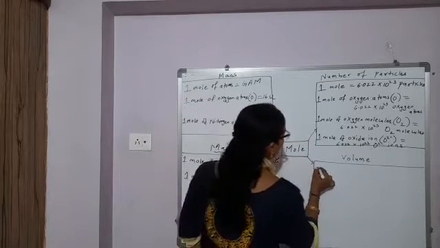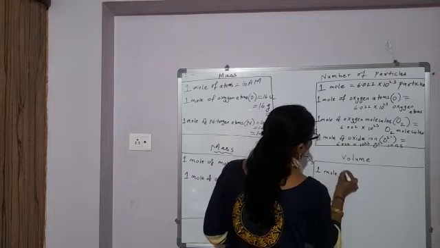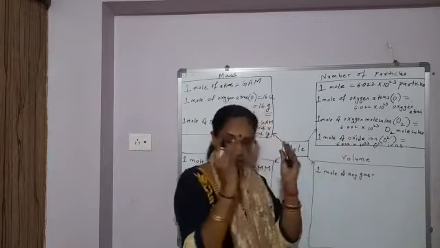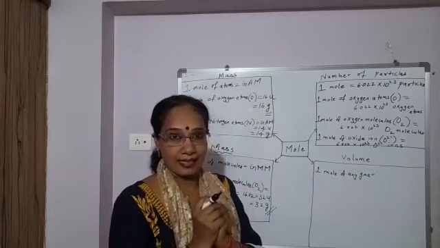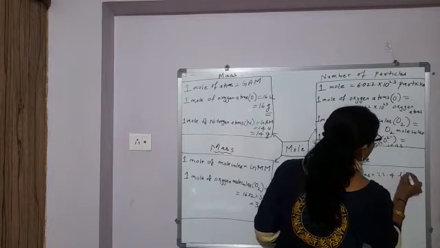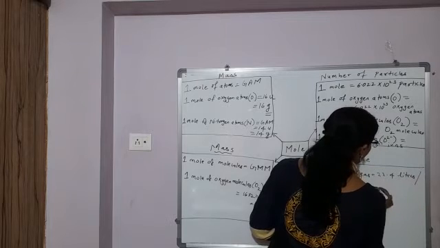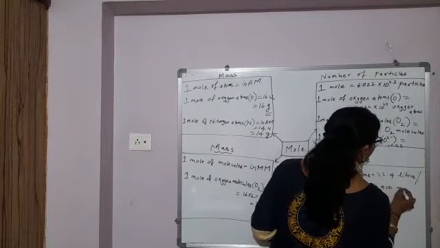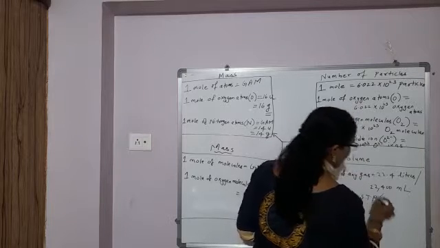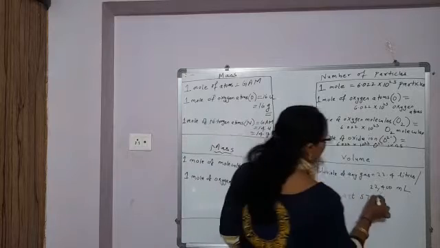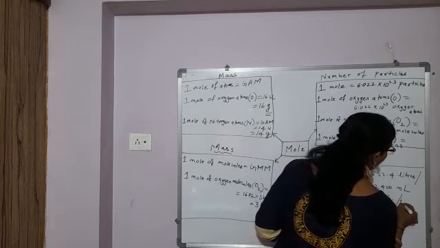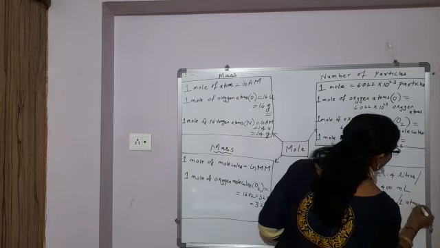So, 1 mole of any gas is equal to how much volume of that gas? That will be equal to 22.4 liters or 22,400 milliliter at standard temperature pressure. So, what is standard temperature? 0 degrees Celsius. And what is standard pressure? 1 atmospheric pressure.